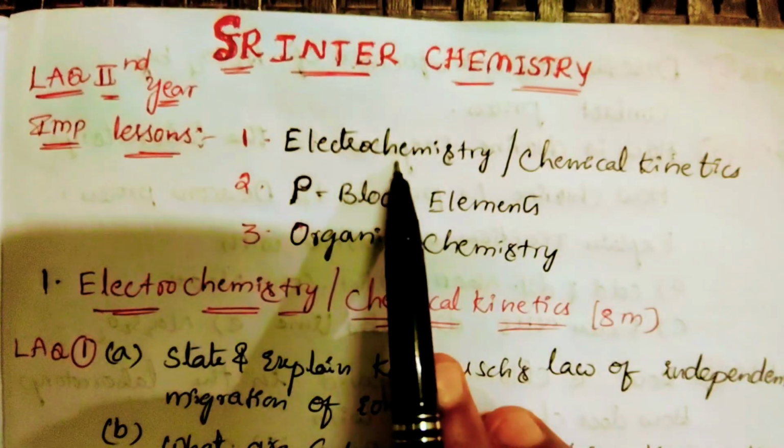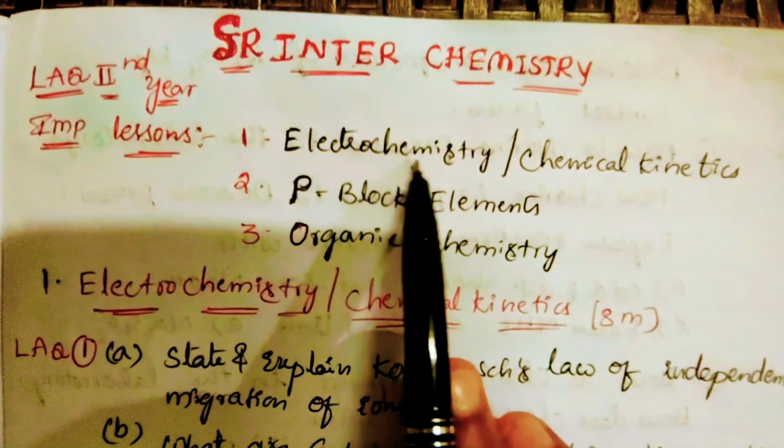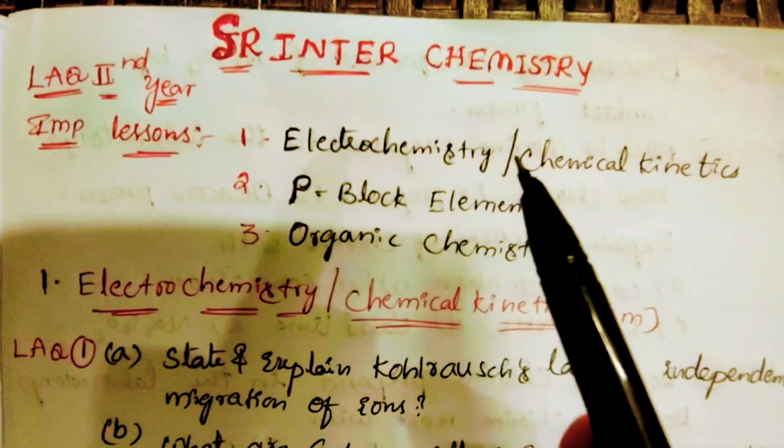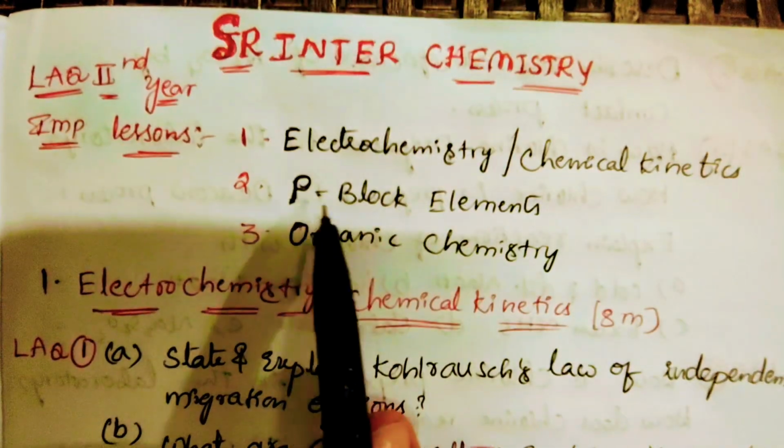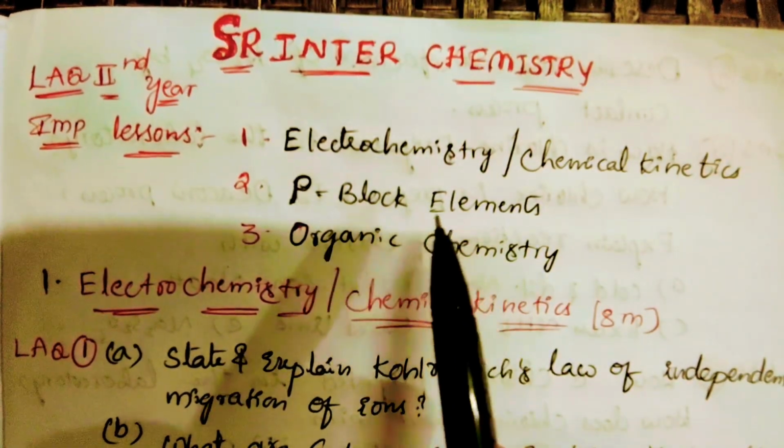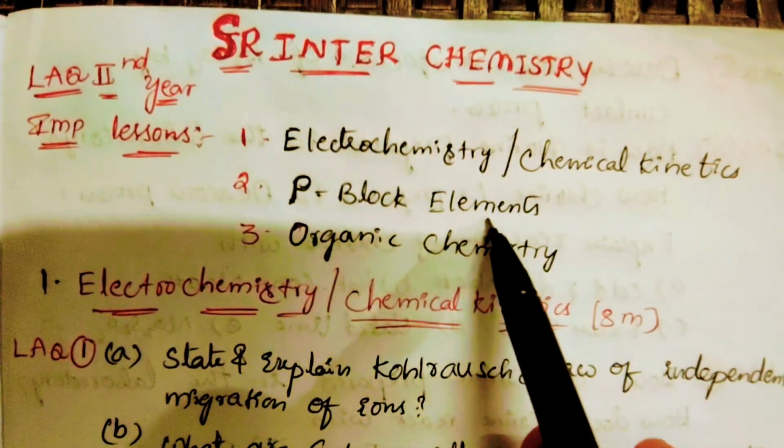First lesson, electrochemistry and chemical kinetics. From these two lessons, surely you can get one 8 mark question. Second lesson, p block elements. From this also they are asking one 8 mark question.